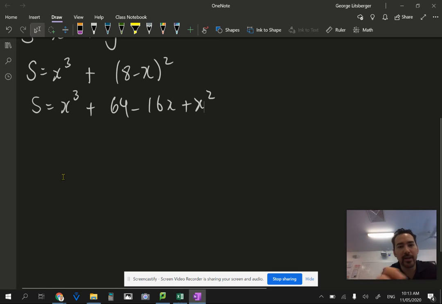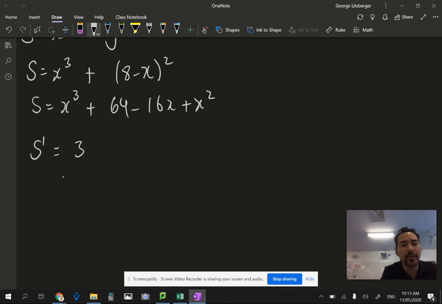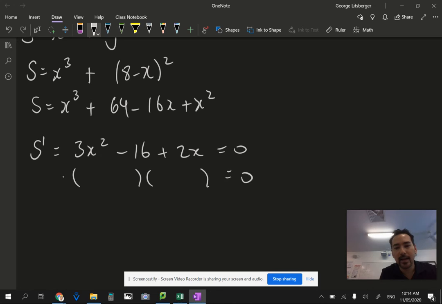And I'm ready to derive now, so the derivative is equal to 3x squared minus 16 plus 2x. Make this equal to 0. And we're going to have to factorize this. And this should work because they tell us that these are positive numbers. All right, so let's put the 3x in. X goes in.